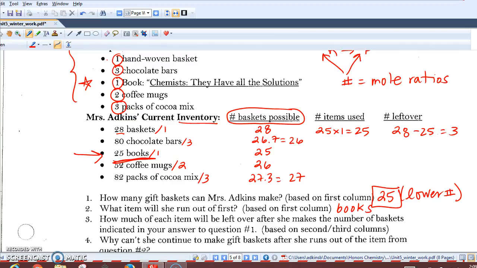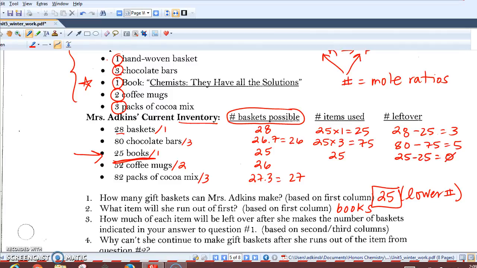All right, for chocolate bars, each basket needs 3. Again, I'm making 25, because I'm limited by the books. So that will use 75. To get my leftover, I start with my inventory, subtract what I use, and I would have 5 left over. For books, I know that I'm going to use all 25, and I'm going to have 0 left over.